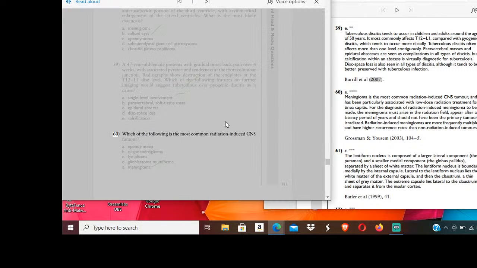Question 60. Which of the following is the most common radiation-induced CNS tumor? A. Ependymoma. B. Oligodendroglioma. C. Lymphoma. D. Glioblastoma multiforme. E. Meningioma.